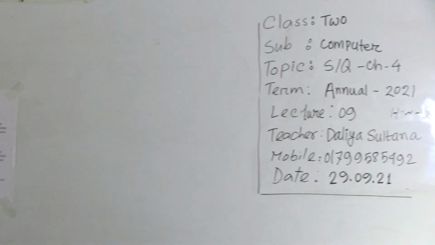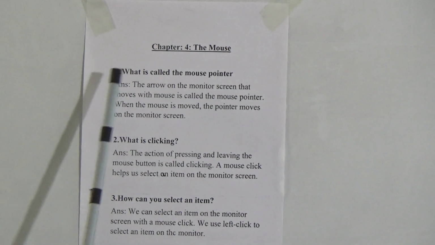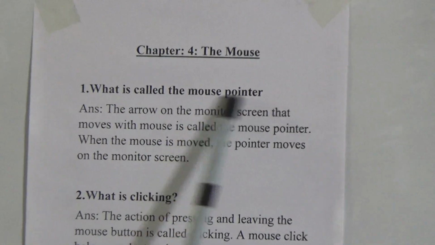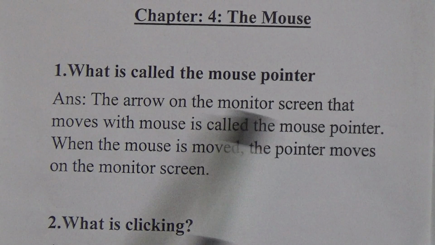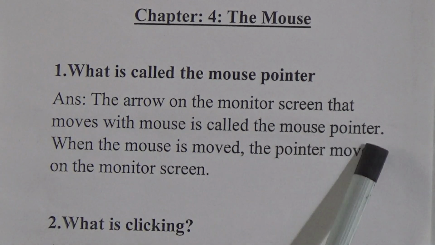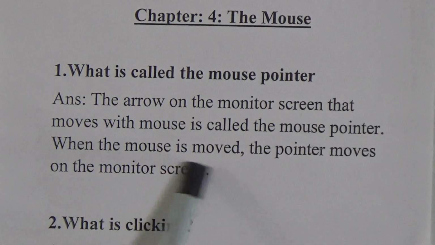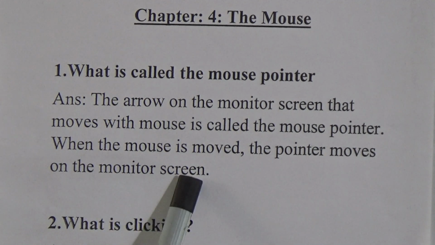Now look at the board. Chapter 4, the chapter's name is the mouse. Question number 1, what is called the mouse pointer? Answer: the arrow on the monitor screen that moves with the mouse is called the mouse pointer. When the mouse is moved, the pointer moves on the monitor screen.